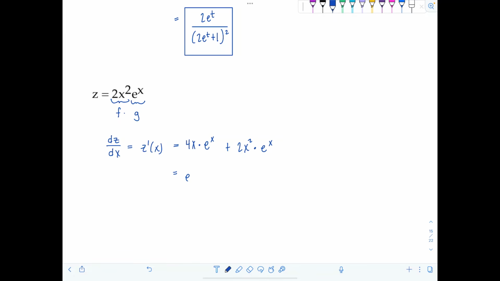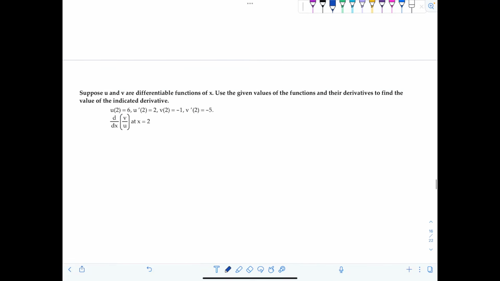You can factor out e to the x if you want, and then you have 4x plus 2x squared. And then you might say, ooh, I can take out a 2x as well. So 2x e to the x times, I'll be left with just 2 plus x. I think that's a nice place to take it. That way, if you need to find the zeros, you're ready to go. Don't worry, we'll do more complicated derivatives in a hot second.